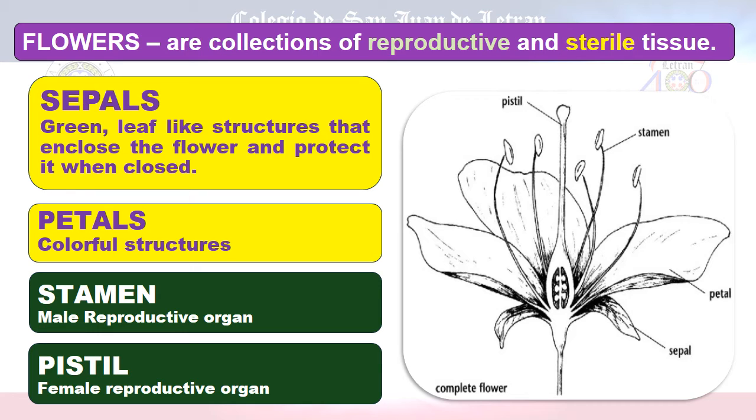Next, we have the reproductive parts of a flower. We have the stamen and the pistil. Stamen is the male reproductive organ and it consists of two parts, namely anther and filaments. Next is pistil, which is the innermost part and the female reproductive organ of a flower, which comprises three parts: stigma, style, and ovary. This is collectively known as pistil.